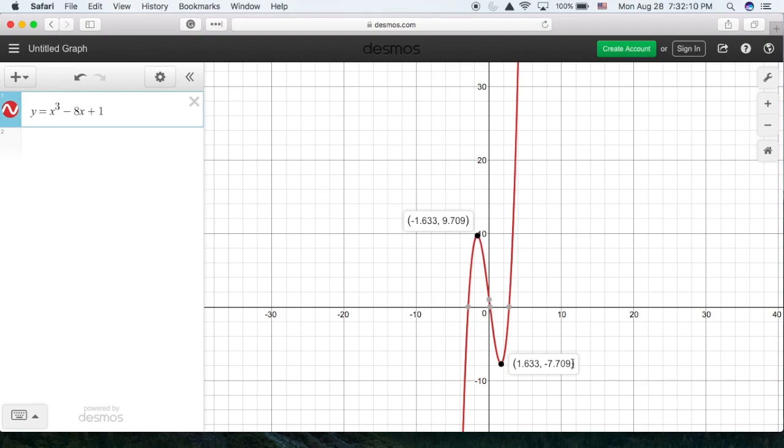So that's various pieces of information we can get from the graph of a function. And we will discuss these details a little further on Thursday in class.